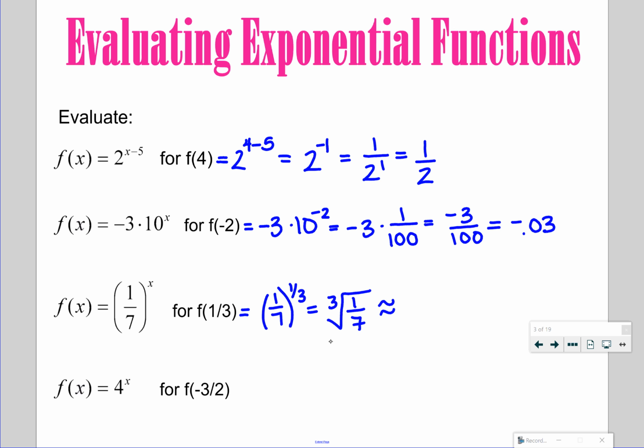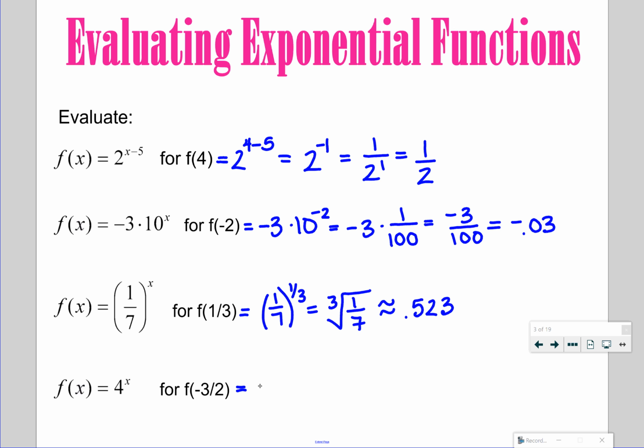or the cube root of 1/7, and I'll just do that off to the side in my calculator. I'm just going to do 1/7 to the 1/3 power, and I get approximately 0.523. So it depends, if you were doing something like this in MyMathLab, what it would be asking for. An exact answer would be that cube root of 1/7, and the approximate answer would be 0.523. Okay, last one of these.